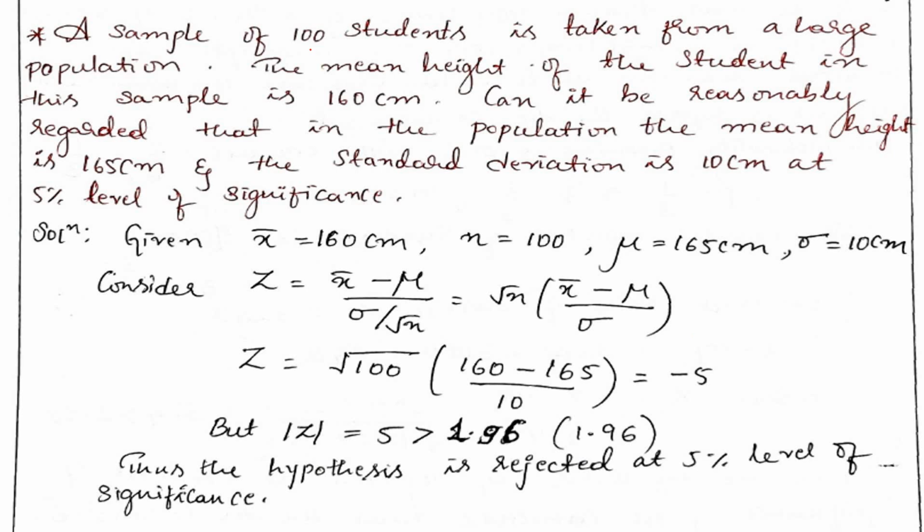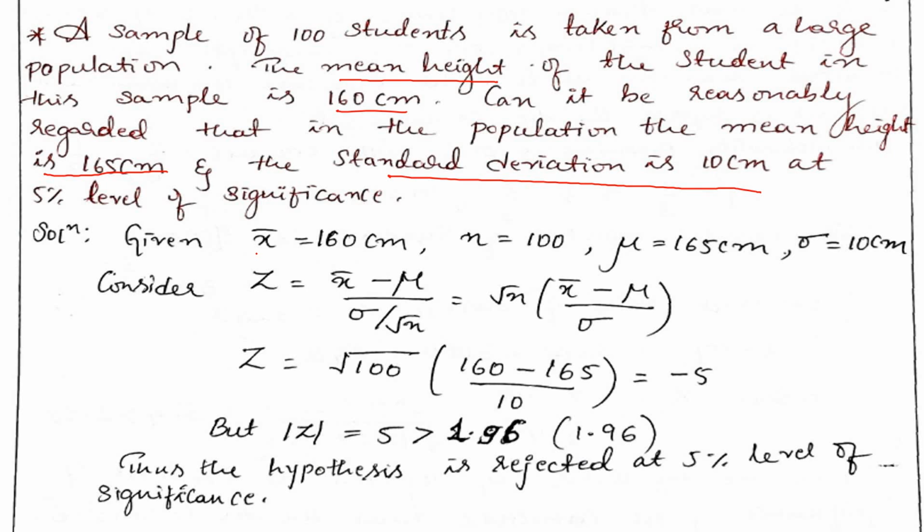A sample of 100 students is taken from a large population. The mean height of the students in this sample is 160 centimeter. Can it be reasonably regarded that in the population the mean height is 165 centimeter and standard deviation is 10 centimeter at 5% level of significance?